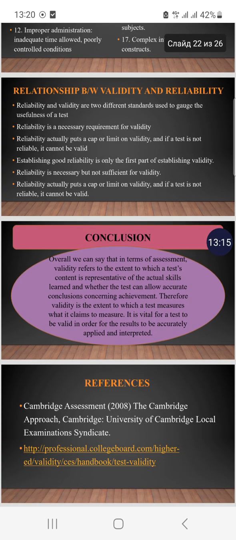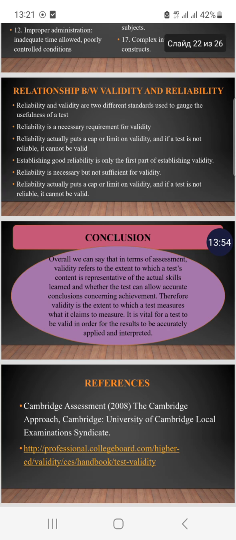So, conclusion. Overall, we can say that in terms of assessment, validity refers to the extent to which a test's content is representative of the actual skills learned and whether the test can allow accurate conclusions concerning achievement. Therefore, validity is the extent to which a test measures what it claims to measure. It's vital for a test to be valid in order for the results to be accurately applied and interpreted.